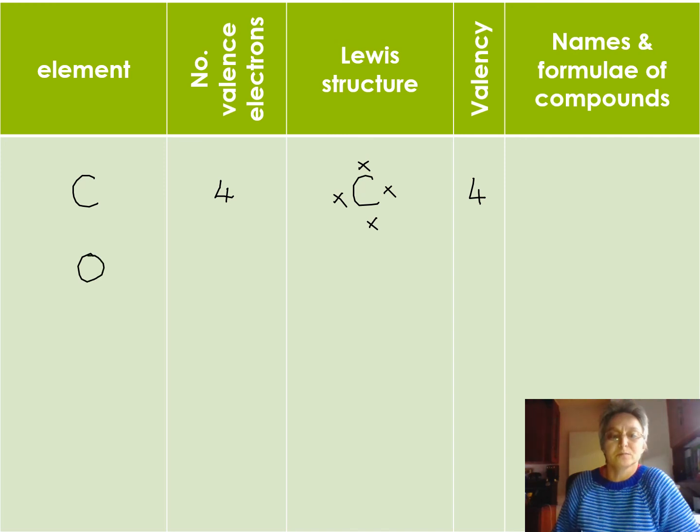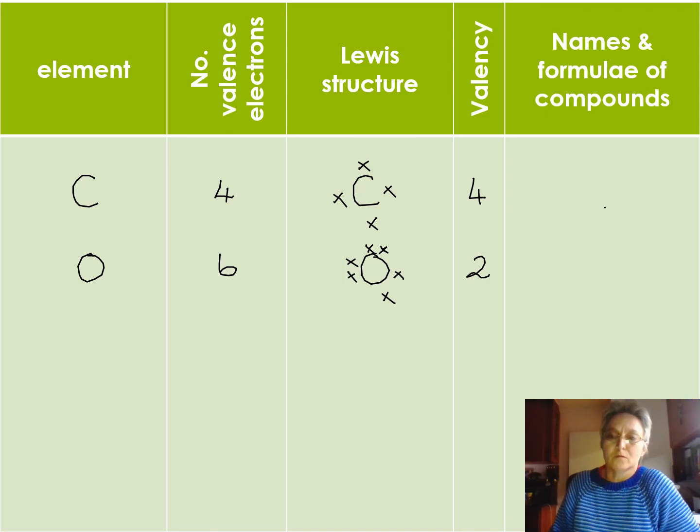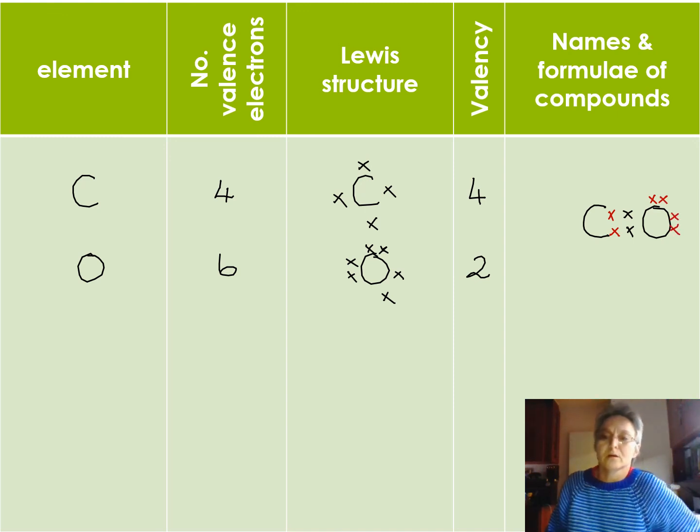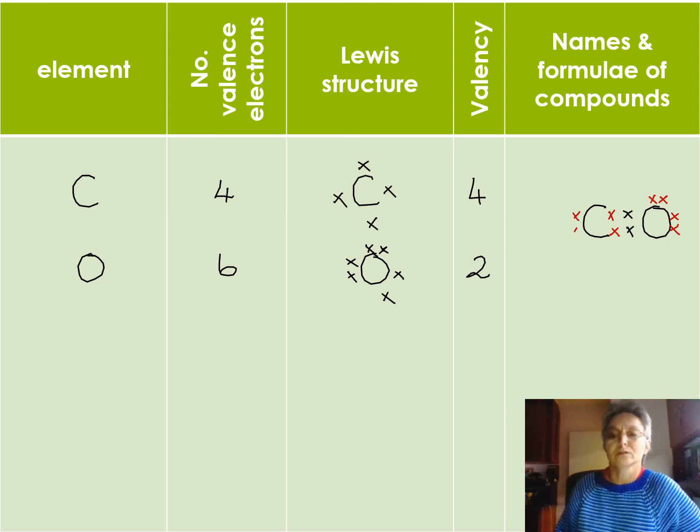Oxygen, on the other hand, is in group 16. It's got 6 valence electrons, of which 2 will be together, 2 will be together, 1 will be alone, and another one will be alone. So oxygen can form 2 bonds. Now, if carbon can form 4 bonds, and oxygen can form only 2 bonds, then the carbon will form 2 bonds with 1 oxygen, and it will form another 2 bonds with another oxygen atom.